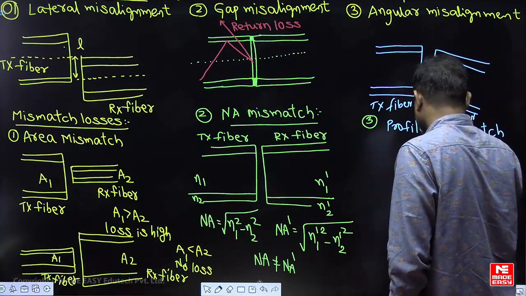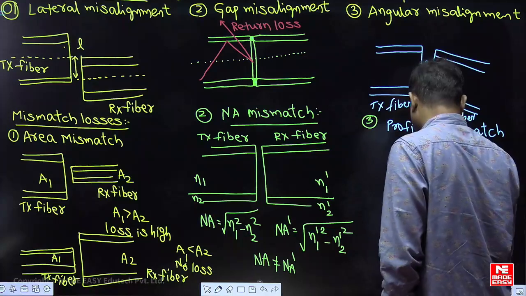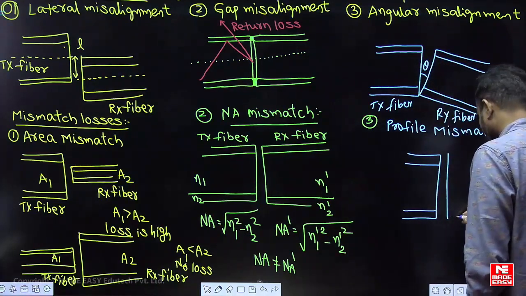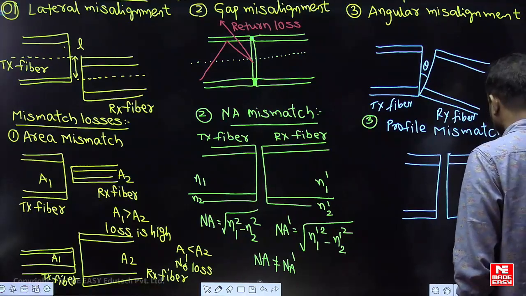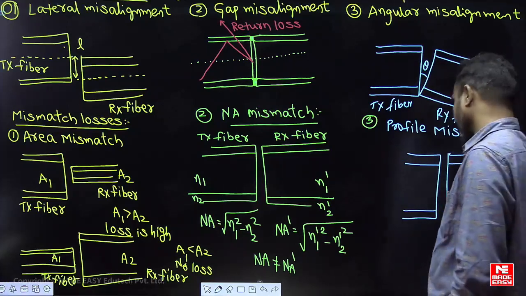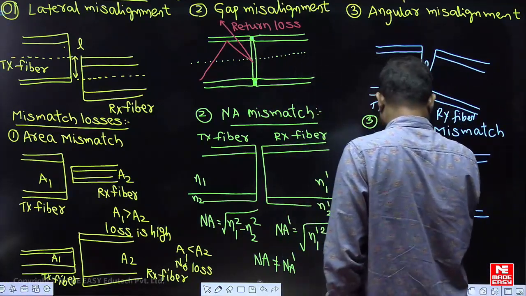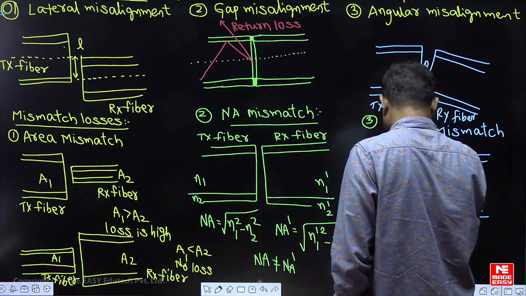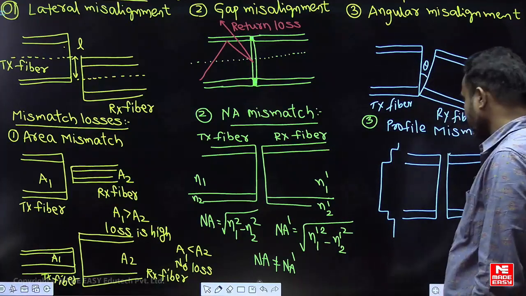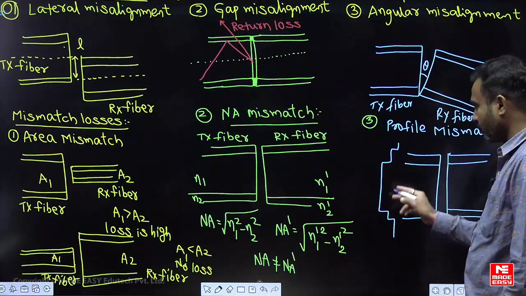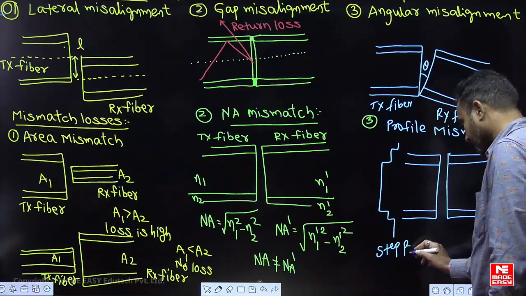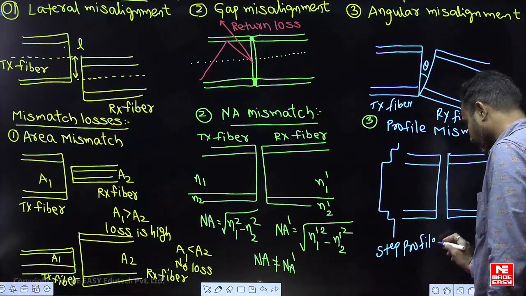So look, this is our transmission fiber, and this fiber is called the receiving fiber. I hope you got this concept. Now I am drawing the profile. See, this is the profile we have. Just observe this. The profile looks like a step profile. It is called the step profile.